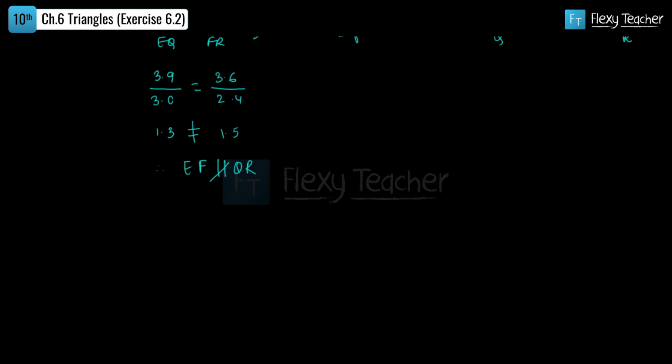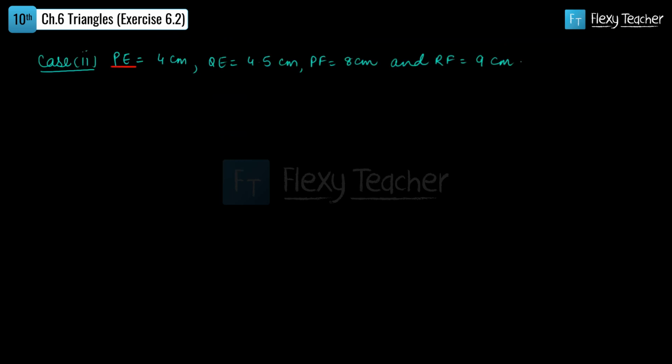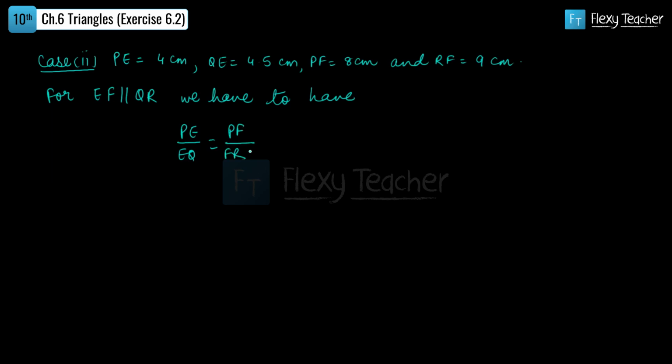Let us take case number 2. Case number 2, PE is equal to 4 centimeter, QE is equal to 4.5 centimeter, PF is 8 centimeter and RF is 9 centimeter. So for EF to be parallel to QR, we have to have PE upon EQ equal to PF upon FR. So let us see what is the left hand side first.